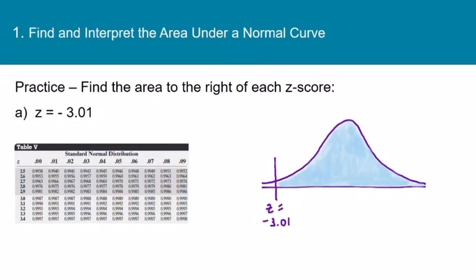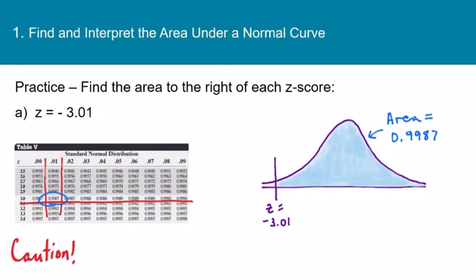So because we're finding the area to the right of negative 3.01, let's actually look up positive 3.01. So remember, whenever we want to find the area to the right of a z-score, we look up the area for the opposite sign. So if I go down to the line for 3.0 and across to the 0.01 column, I can see that the area for negative 3.01 is 0.9987. And so this area to the right is 0.9987.